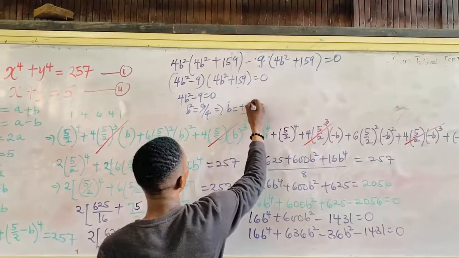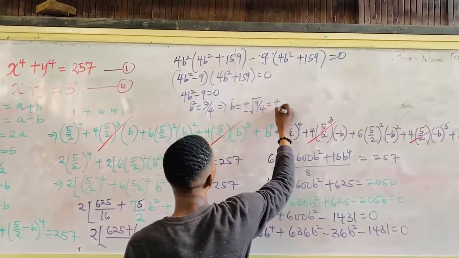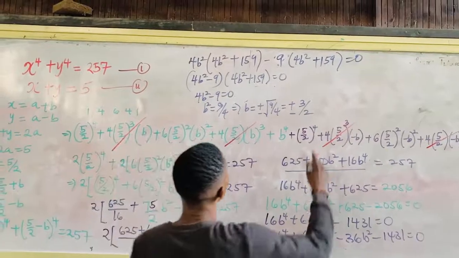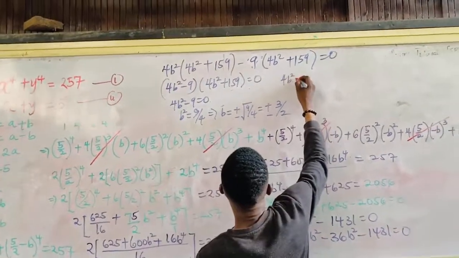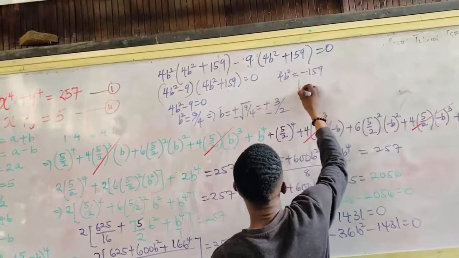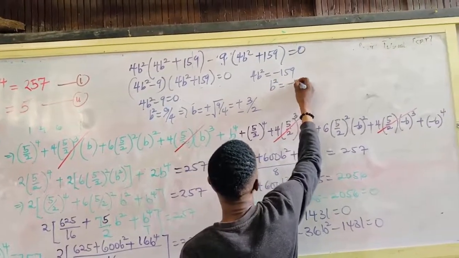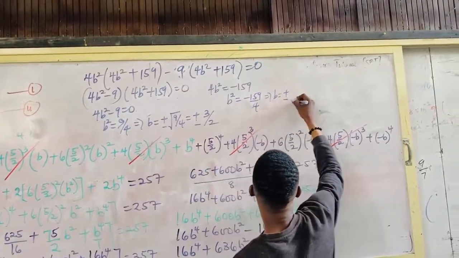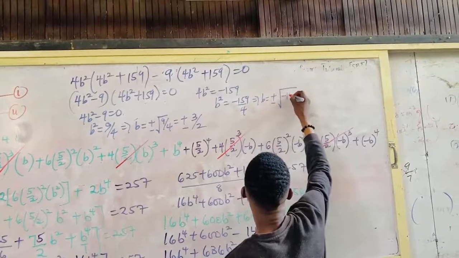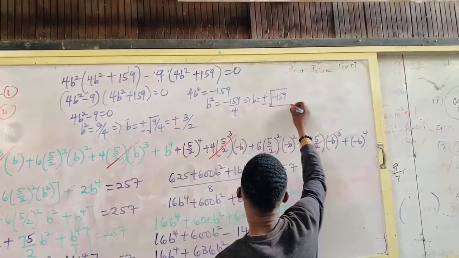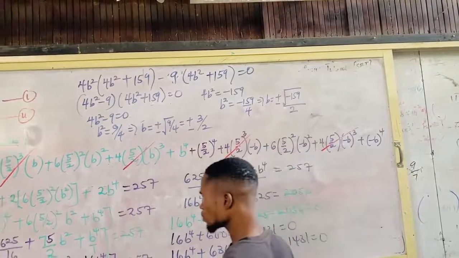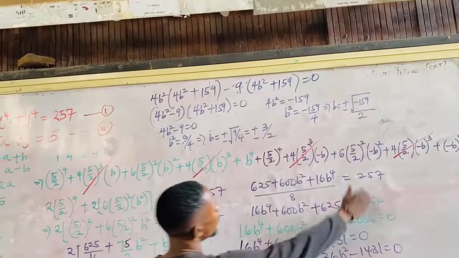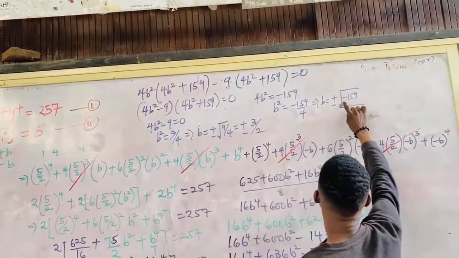Which gives b as plus or minus square root of 9 over 4, which is plus or minus 3 over 2. And also when 4b squared is equal to minus 159, that gives b squared as minus 159 all over 4, and that gives b as plus or minus square root of minus 159 all over square root of 4, which is 2. So that's the value of b, which is plus or minus 3 over 2, or plus or minus root minus 159 over 2.